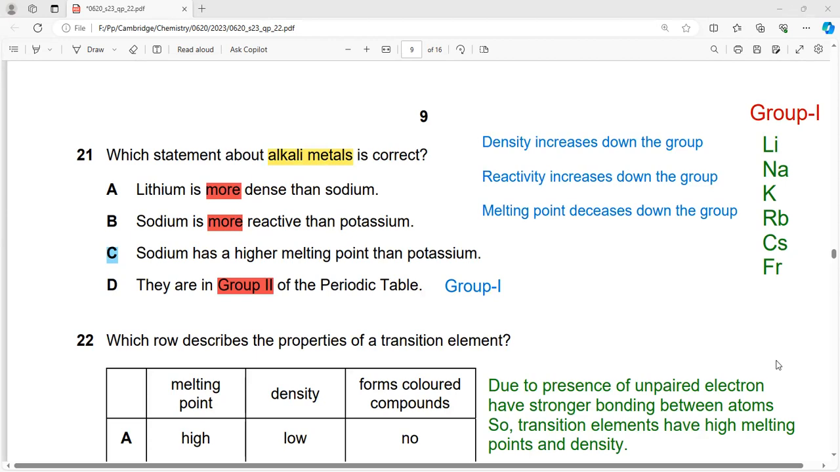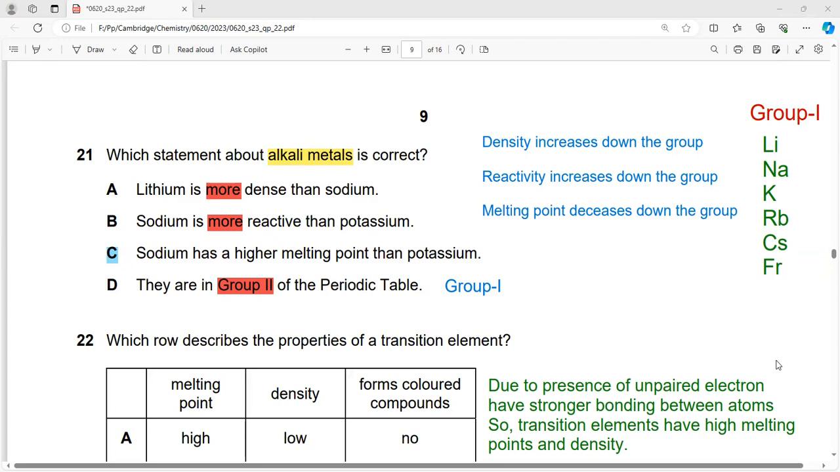Which statement about alkali metals is correct? Alkali metals belong to group 1 in the periodic table. That includes lithium, sodium, potassium, rubidium, caesium, and francium. To answer this question, we should know the trend of the group 1 properties in the periodic table. The density increases down the group, and reactivity increases down the group.